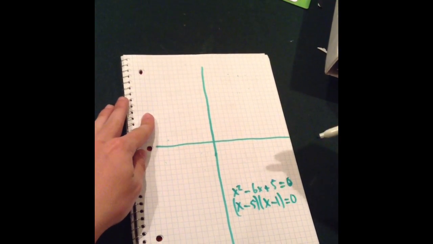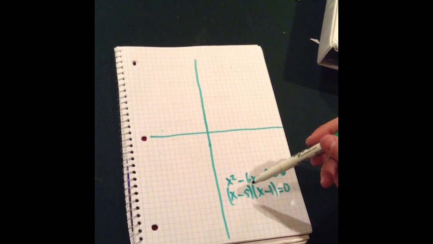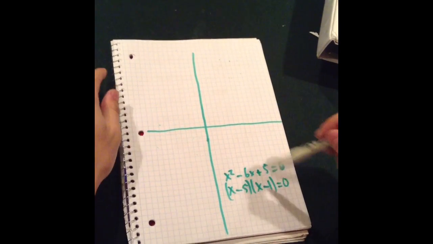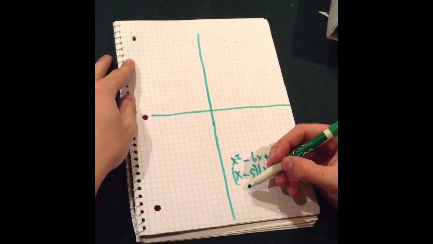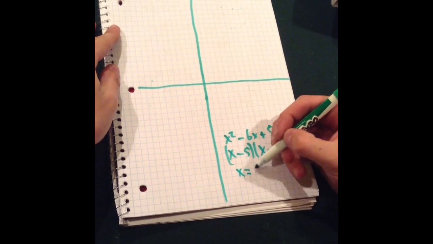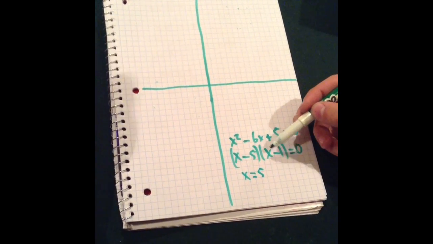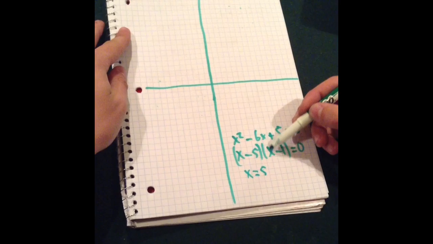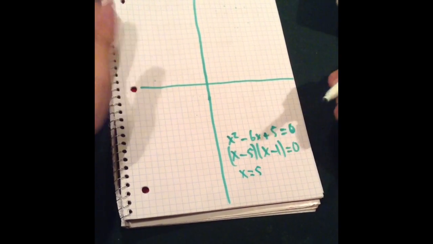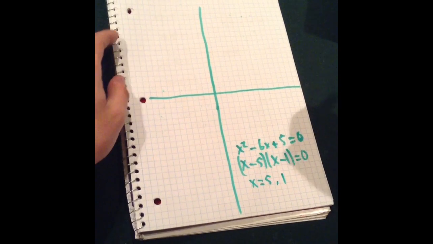Now what we're going to do is set x in each binomial equal to whatever will make one of these equal to 0. In this problem, that would be 5 because 5 minus 5 equals 0. So x equal to 5. And also for this problem, the same would be true for x equals 1 because 1 minus 1 is 0, and 0 times that is 0. So x equals 5 and 1.